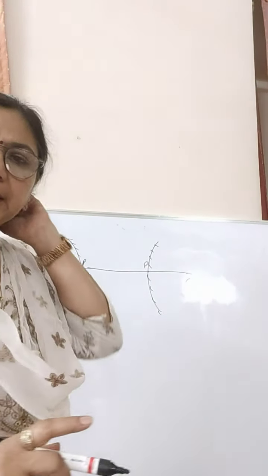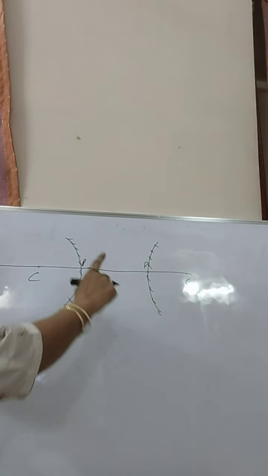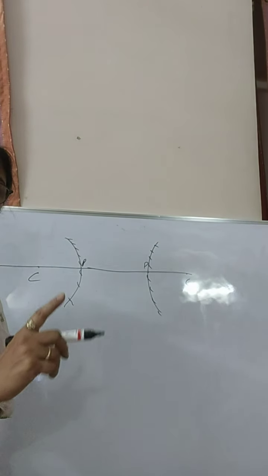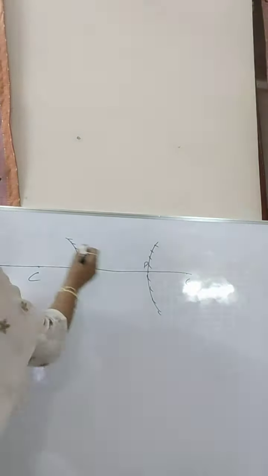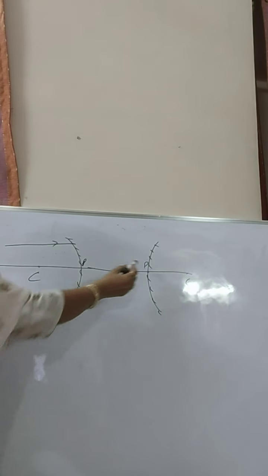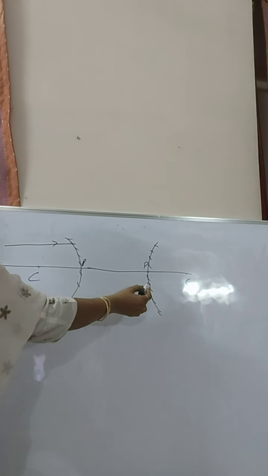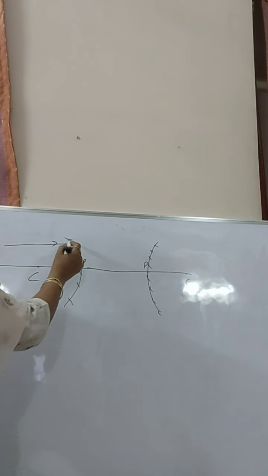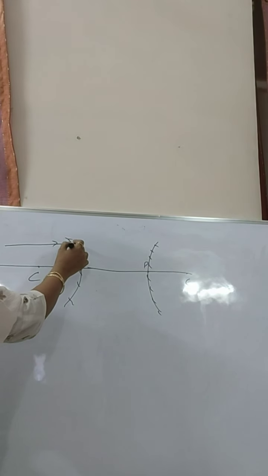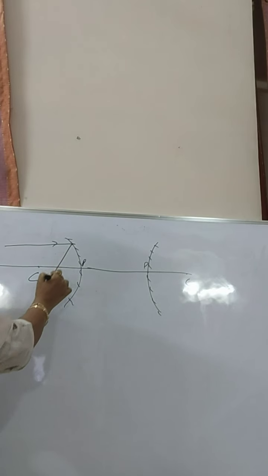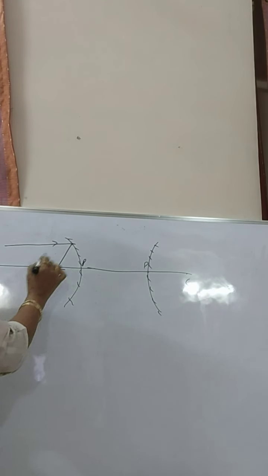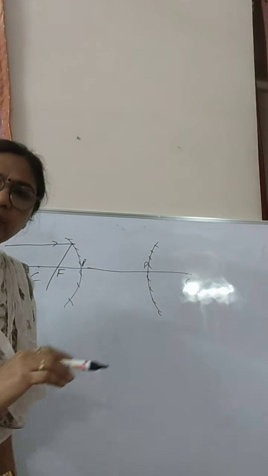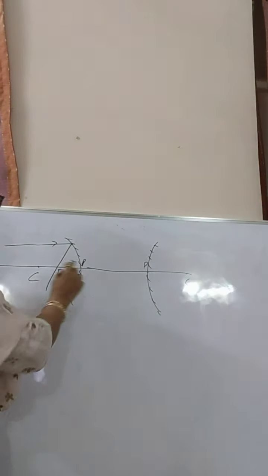First I am taking the ray which is incident parallel to the principal axis. This is the principal axis, this is the pole of the convex mirror, and this is the center of curvature of the convex mirror. After incidence, it will converge, it will pass through the focus. And remember, this focus is the midpoint of the center of curvature and pole.